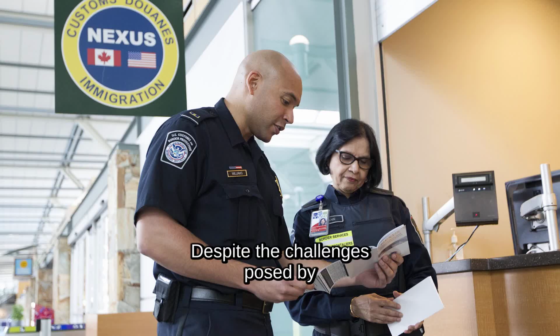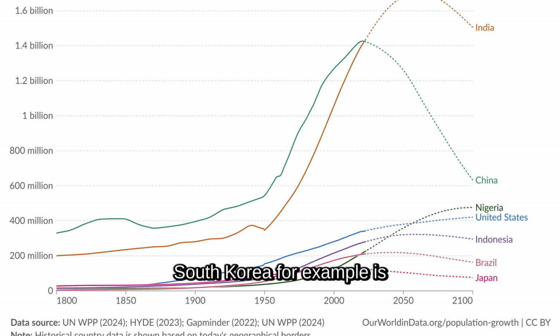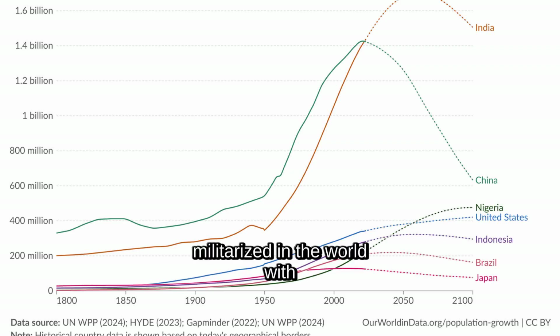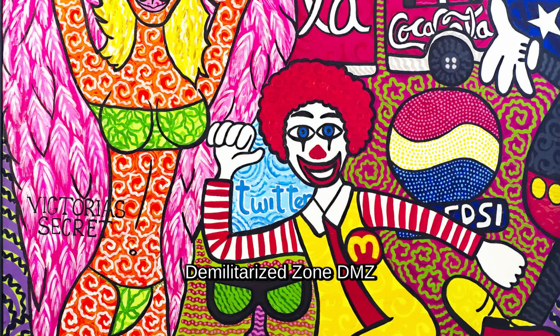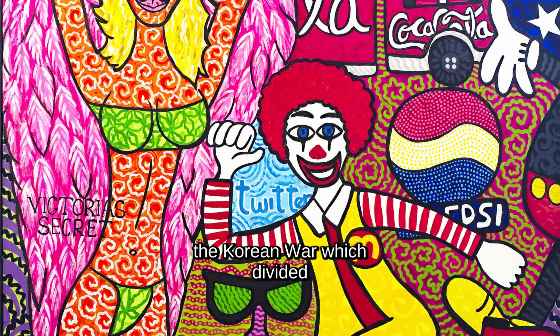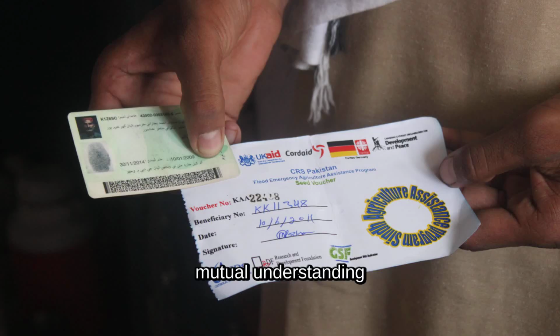Despite the challenges posed by geography, borders have also been shaped by human culture and history. The border between North and South Korea, for example, is one of the most heavily militarized in the world, with both sides maintaining a state of high alert along the Demilitarized Zone, the DMZ. This border is a testament to the enduring legacy of the Korean War, which divided the peninsula into two separate nations.